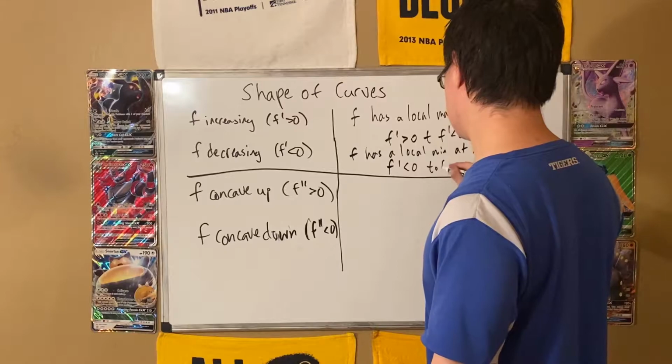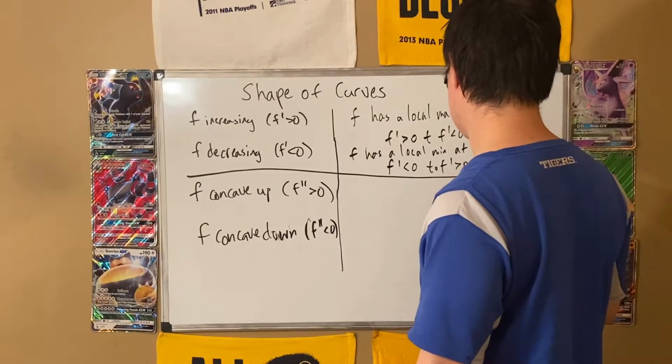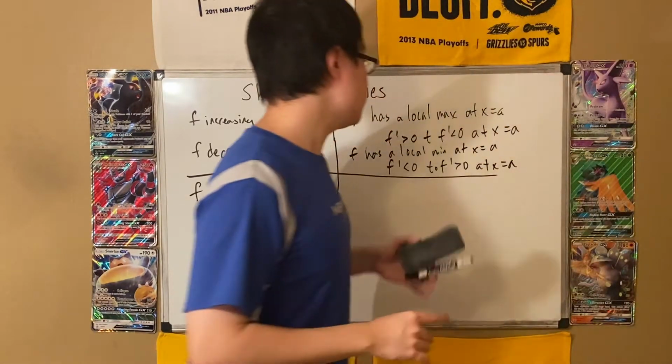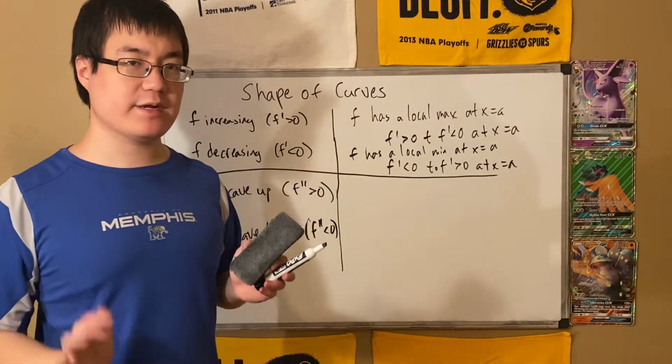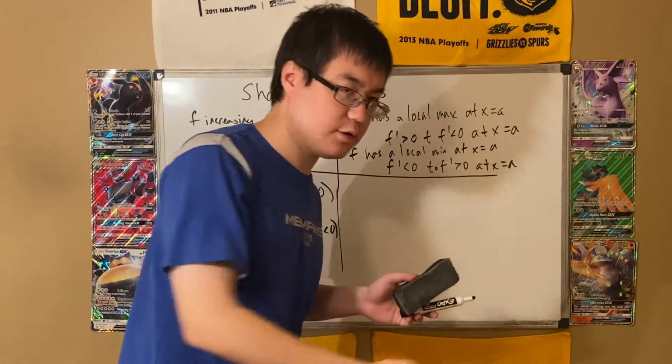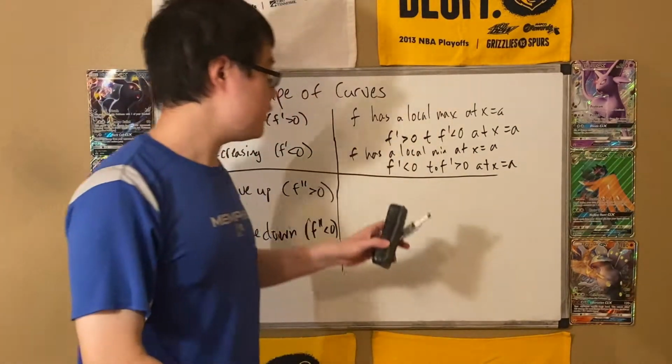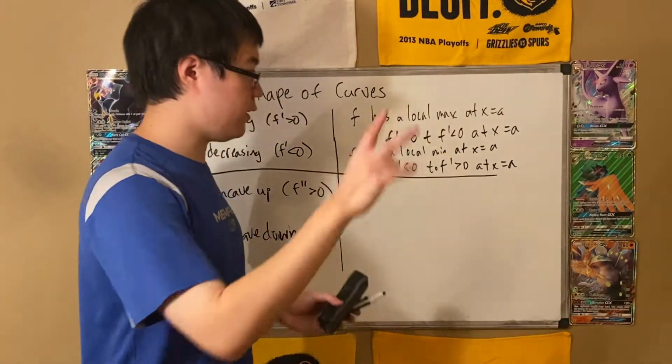And why is this the case? Well, f has a local max when f prime goes from positive to negative. Basically, you're running uphill and then you're running downhill. Positive slope, then negative slope. And local min, you're running downhill and then uphill.